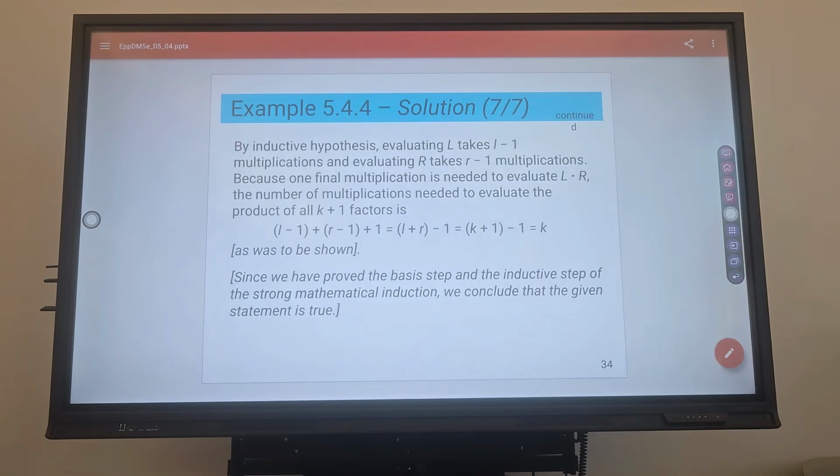By inductive hypothesis, evaluating L takes little l minus 1 multiplications, and evaluating big R takes little r minus 1 multiplications. Because one final multiplication is needed to evaluate L times R, the number of multiplications needed to evaluate the product of all k plus 1 factors is k, which was to be shown. So there you go.